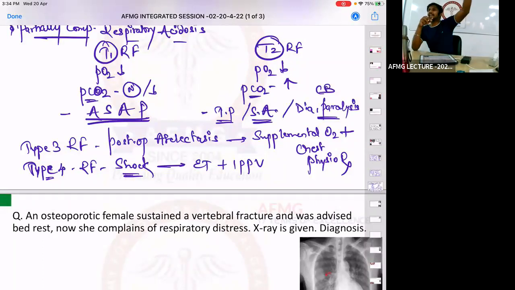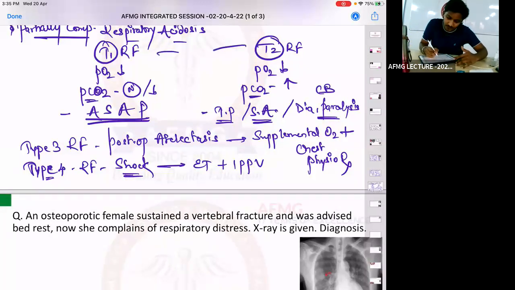So emphysema causes type 1, but chronic bronchitis causes type 2, spontaneous pneumothorax type 1, tension pneumothorax type 1, respiratory paralysis or diaphragmatic paralysis type 2, because there will be accumulation of CO2 in the patient. No issues with this. Treatment, if they ask, definitely for both of them we will give ventilation, either non-invasive ventilation or endotracheal tube plus IPPV.